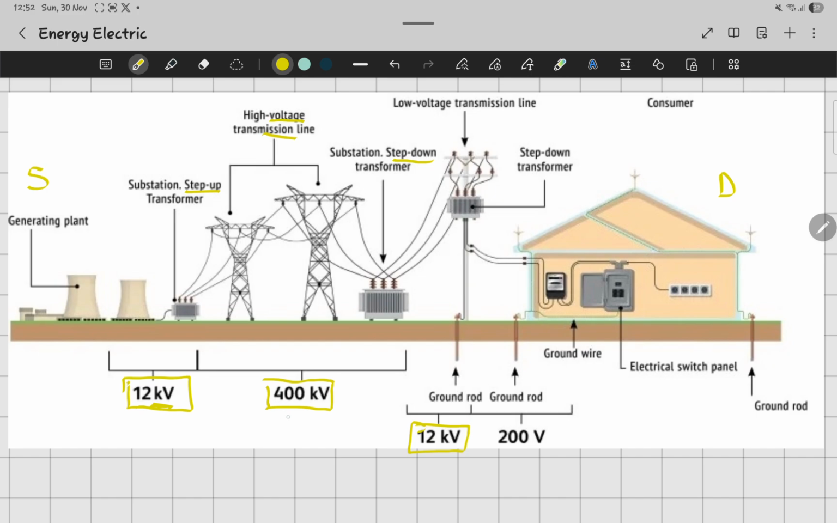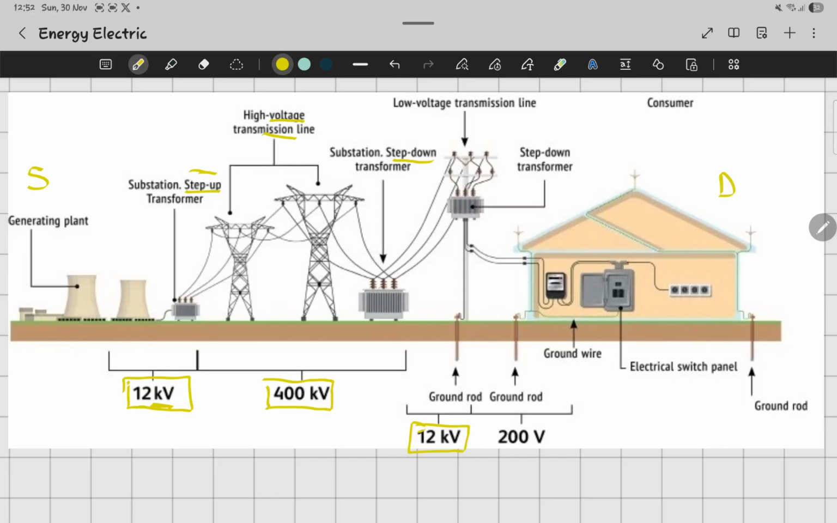The reason why we're stepping up the voltage is so that we can transmit it over a long distance, and also so we don't lose the electricity. Even if we lose some of the voltage, we can still get back the initial voltage. That's why we're stepping it up, in such a way that even if we lose some of the voltage, we're still going to get what we had at the beginning.